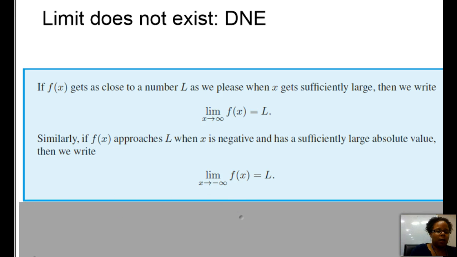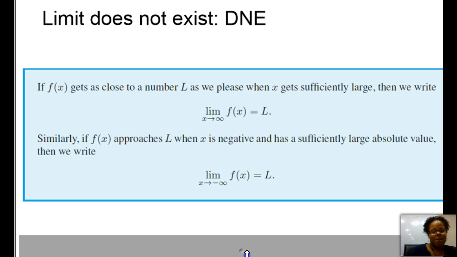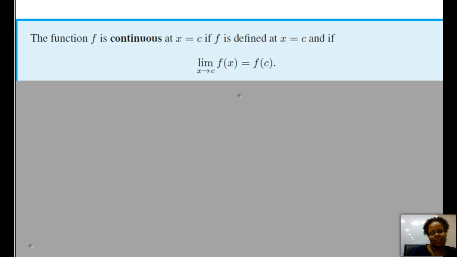Okay? All right, so we're almost there, almost done. The next and last thing we want to talk about is the definition of continuity. We've been using continuity with the idea of a limit, but now we're going to more formally define it. So f is continuous at a point x equals c if, number one, f is defined at that point, and if the limit as x approaches c of f of x is f of c.